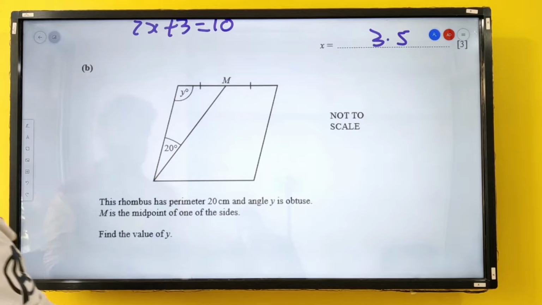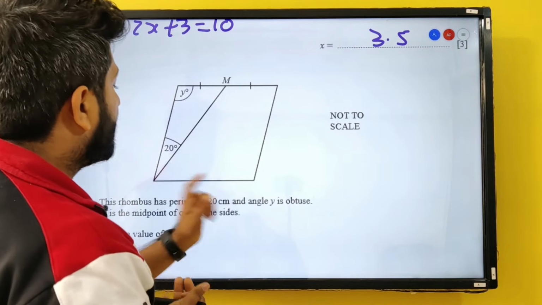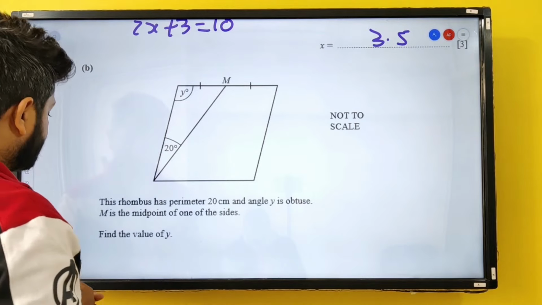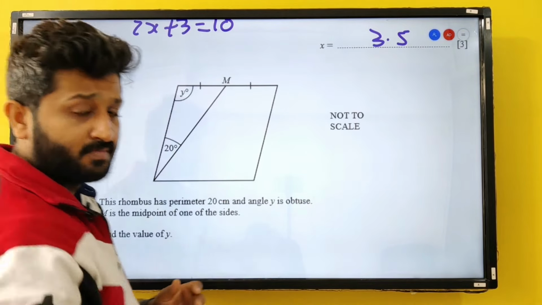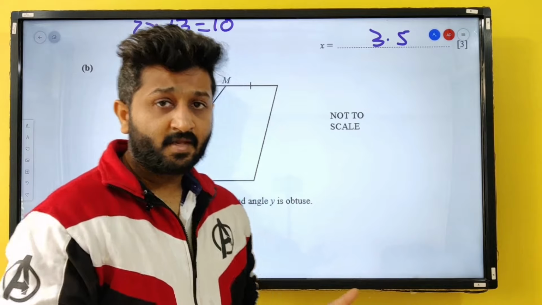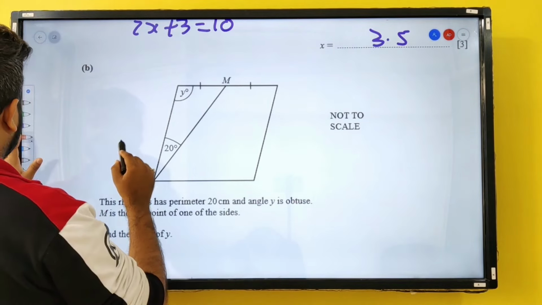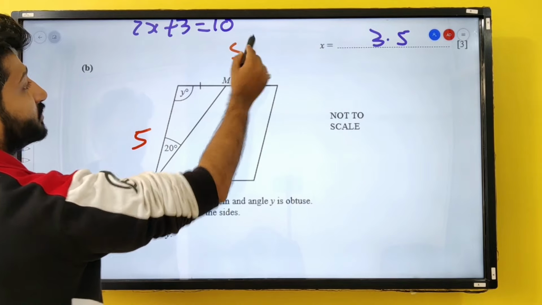This rhombus has a perimeter of 20 centimeters and angle y is obtuse. M is the midpoint of one of these sides. Find the value of y. As this is a rhombus, all the sides are going to be equal. So if the perimeter is 20, this is going to be 5. This side is also going to be 5.